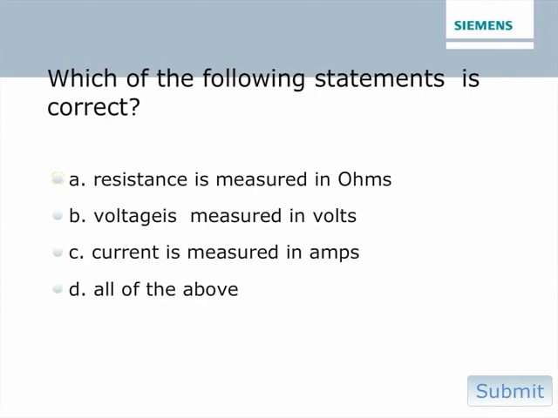Question 3. Which of the following statements is correct? A. Resistance is measured in ohms. B. Voltage is measured in volts. C. Current is measured in amps. Or D. All of the above.